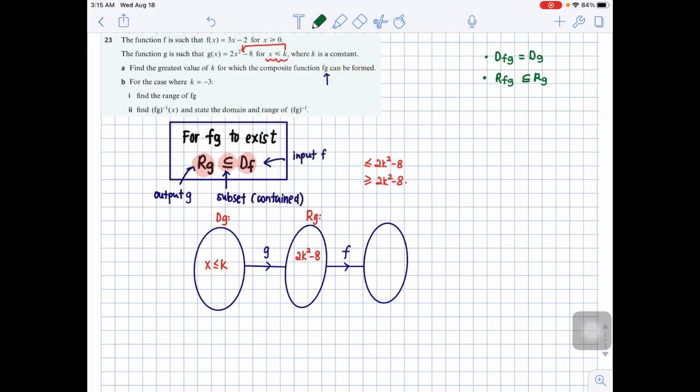Now let's look into the f. I want to find the domain of the f. It is given to me as x more than or equal to 0. Now go back to the rule again. Your aim now is to find the k first, right? It says that your output of the g, which is this, needs to lie inside x more than or equal to 0.